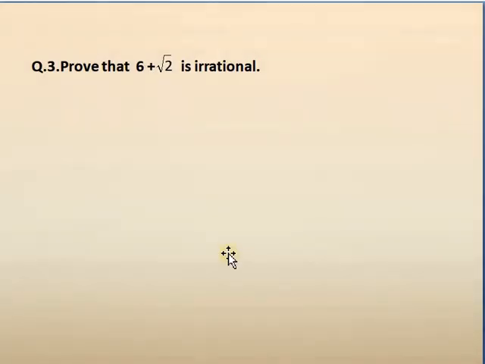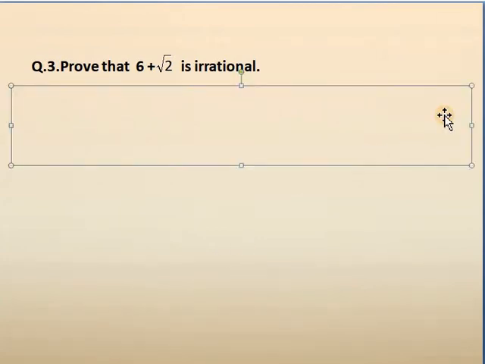Prove that 6 plus root 2 is irrational. Here, most of the time in the question, it will be given that root 2 is irrational, so you don't have to prove it. You have to prove that 6 plus root 2 is irrational by assuming that root 2 is irrational. So let's see how we can do it.